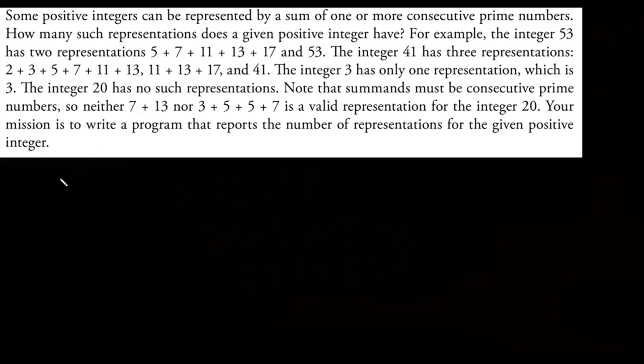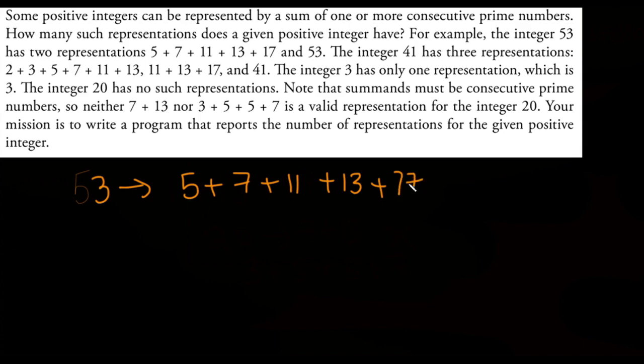Hey friends, today our problem is: for a given positive number, in how many manners can it be represented as the sum of consecutive prime numbers? For example, we have 53. So 53 can be represented as 5 plus 7 plus 11 plus 13 plus 17. And so there is only one representation for 53, so our answer will be 1.